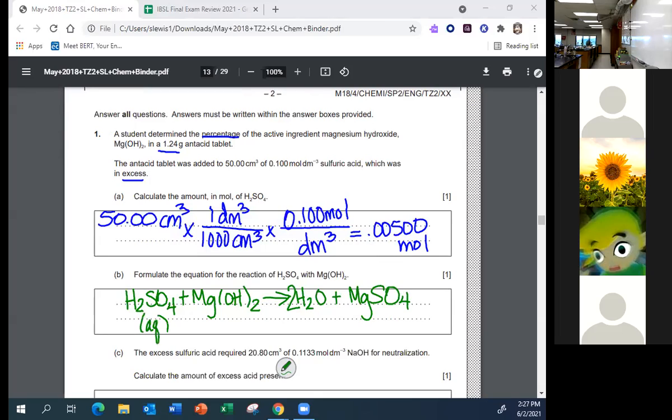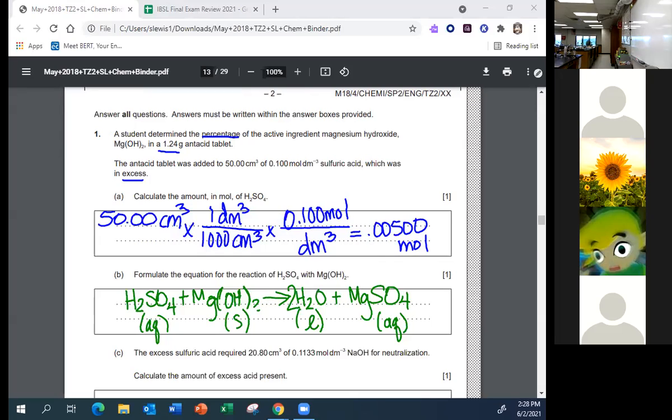It doesn't hurt to put phases everywhere. Oh, that's a solid tablet. Sorry about that. Okay, so far so good.